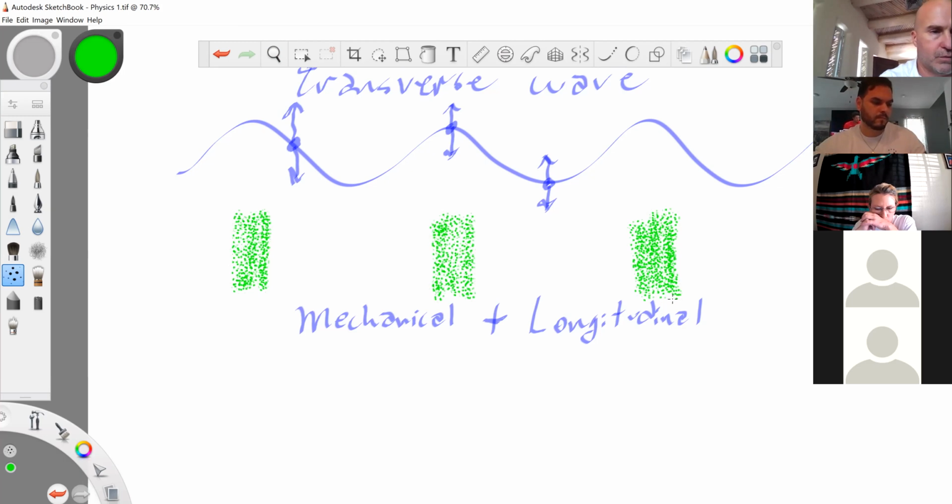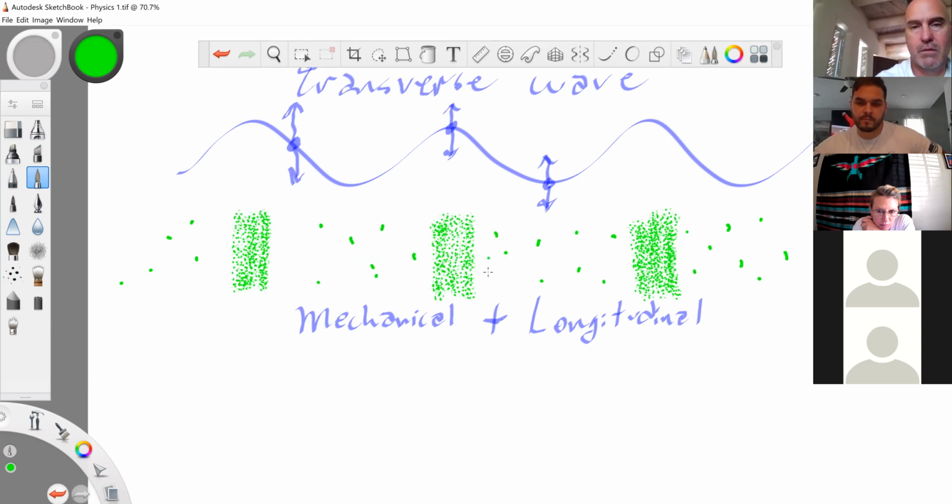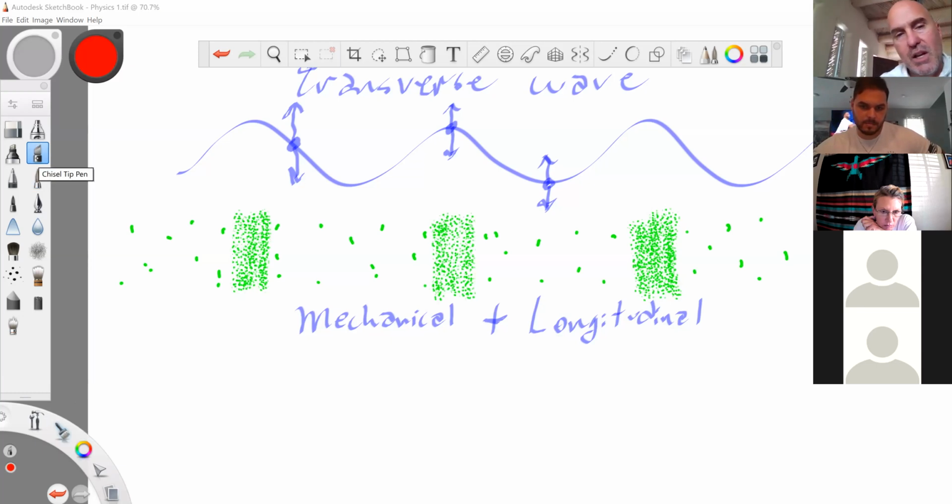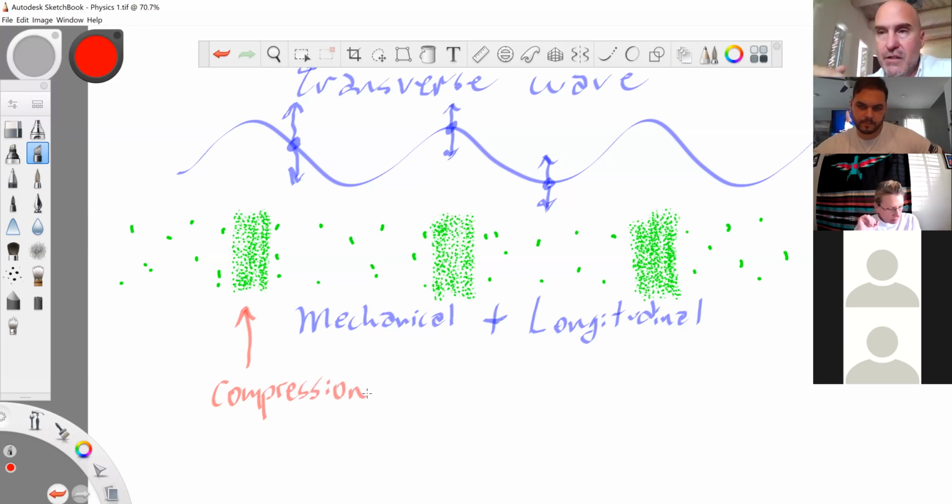And then there are other parts. Color, please. Red, it's fine. Okay, so this represents a compression. And exactly what it sounds like, it means that's the part of the wave, the sound wave, where everything is together. Every molecule is closer together than they normally would be.